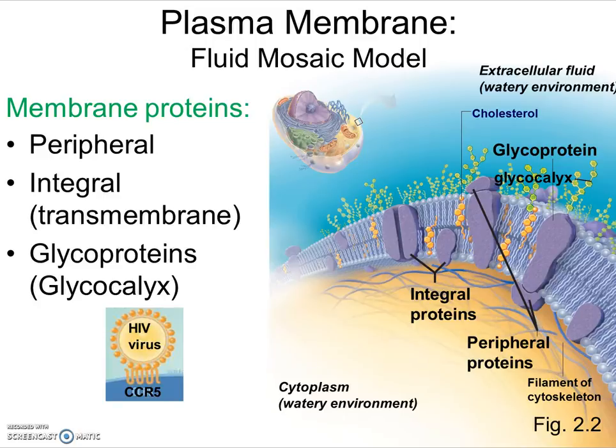So actually one of the ways that researchers are trying to help prevent or cure HIV is to eliminate these glycocalyx markers on your helper T cells, so therefore the HIV virus has no way to identify them and infect them.